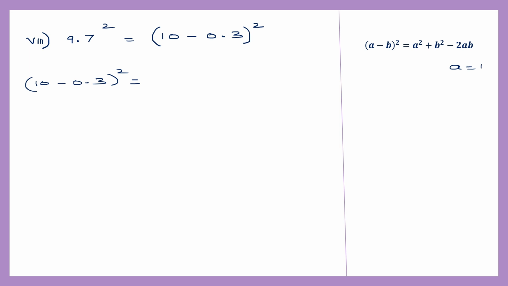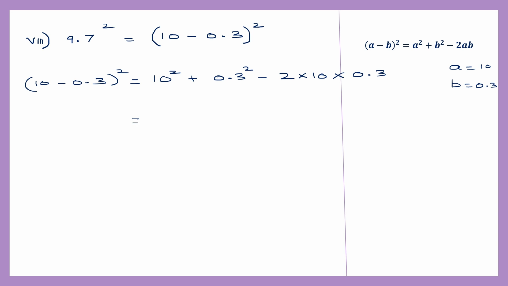A is 10 and what is b? B is the second term, which is 0.3. So now when I say a square, I'm saying 10 square plus b square, that means 0.3 square. Then I say minus 2 into a, and what is a? 10 into b, and b is 0.3.